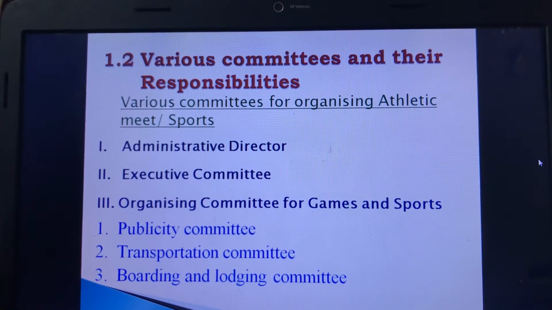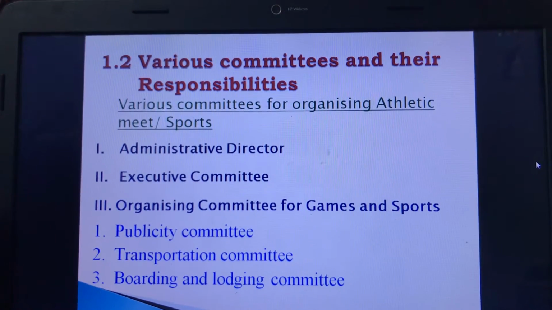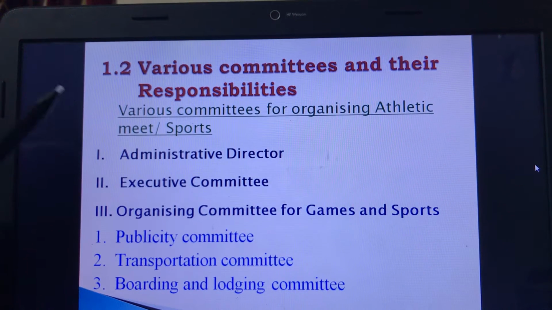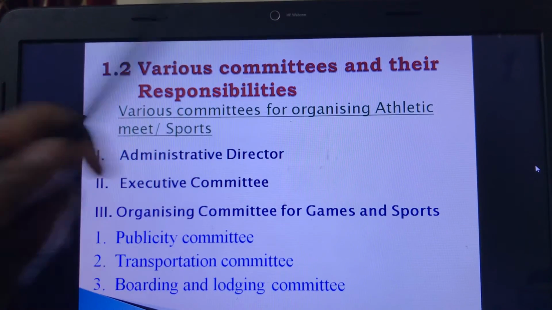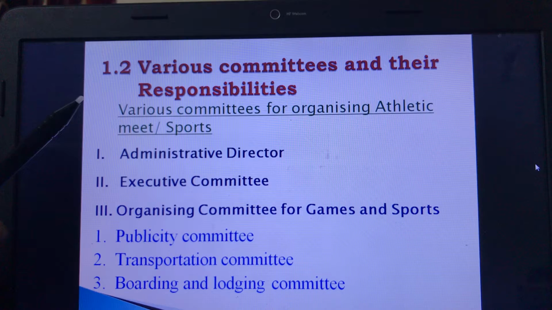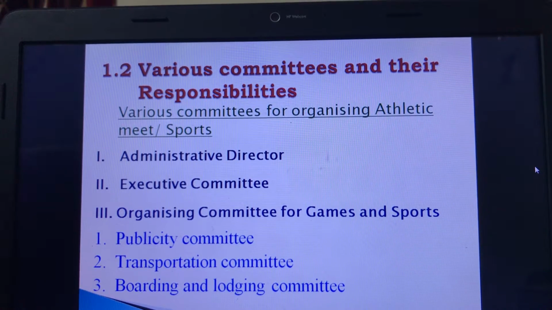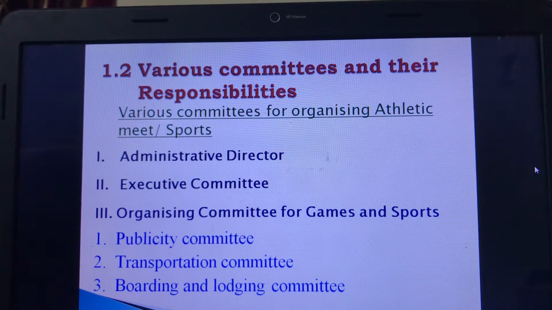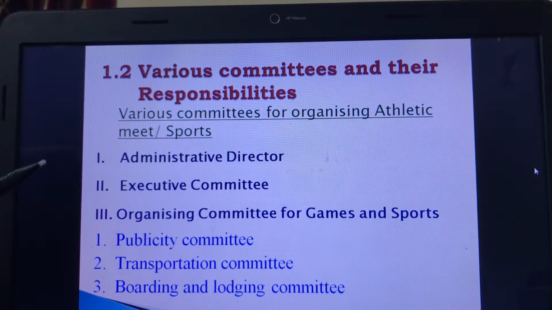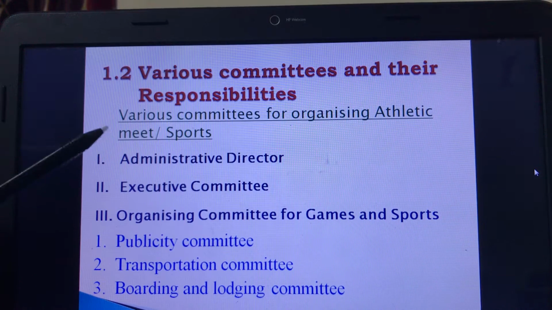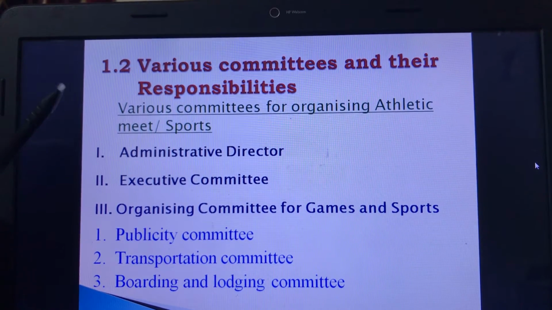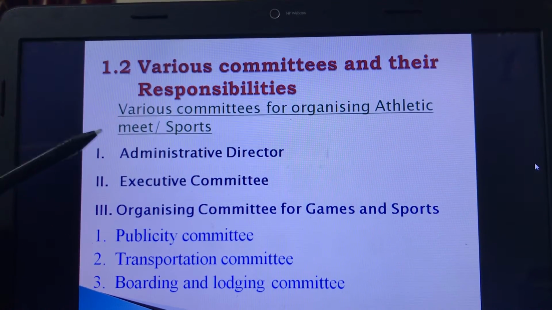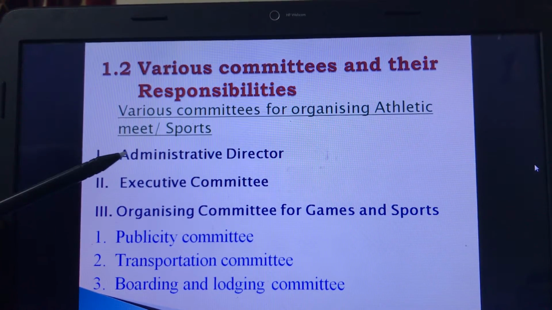Now we are moving to another topic, various committees and their responsibilities. In this, we are going to learn various committees for organizing an athletic meet or any kind of sports day, or a small volleyball tournament, basketball tournament or cricket tournament or anything. But you have to have a person, an administrative director, as head. Maybe this person will spend money for it. He will be the overall in-charge administrative director.